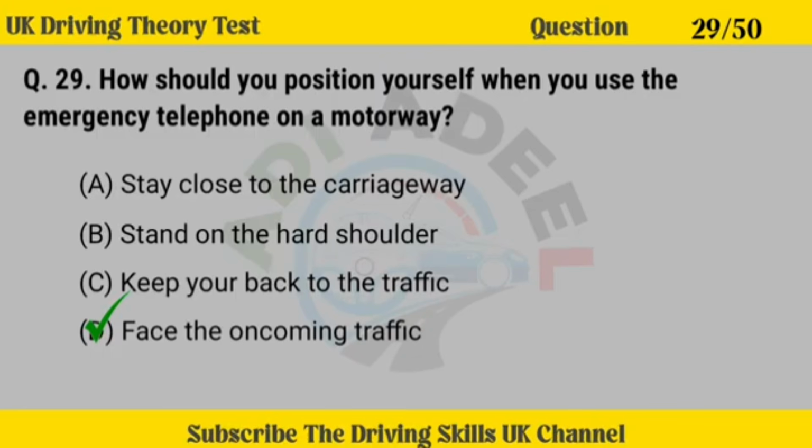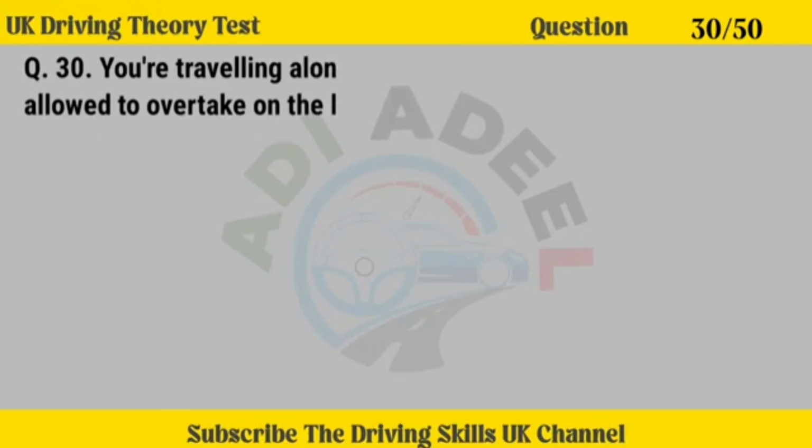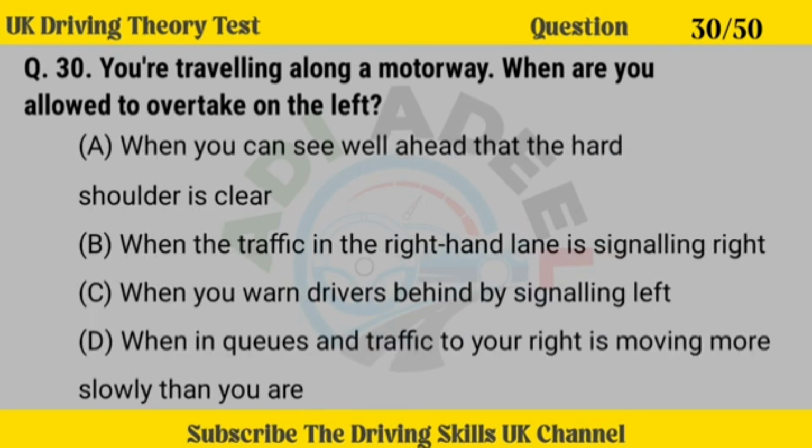The right answer is D. Face the oncoming traffic. Question 30. You're traveling along a motorway. When are you allowed to overtake on the left? A. When you can see well ahead that the hard shoulder is clear. B. When the traffic in the right-hand lane is signaling right. C. When you warn drivers behind by signaling left. D. When in queues and traffic to your right is moving more slowly than you are.